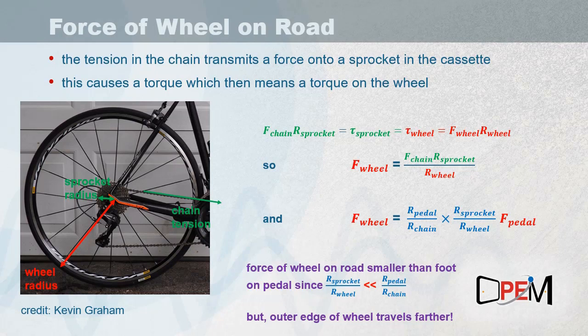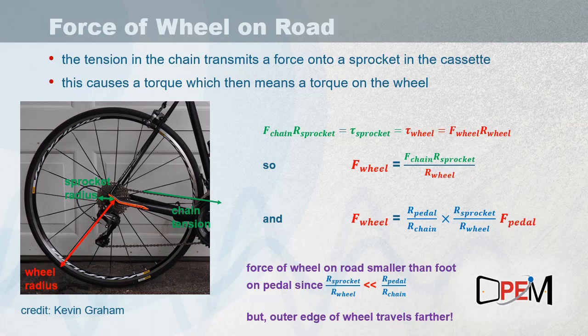However, there are a couple of reasons why you want to set it up this way. First of all, if the force of your foot on the pedal translated to the same force of the wheel on the road, it would likely cause the wheel to spin, because the friction between the wheel and the road wouldn't be large enough to cause the wheel to move forward instead of just spinning in place.